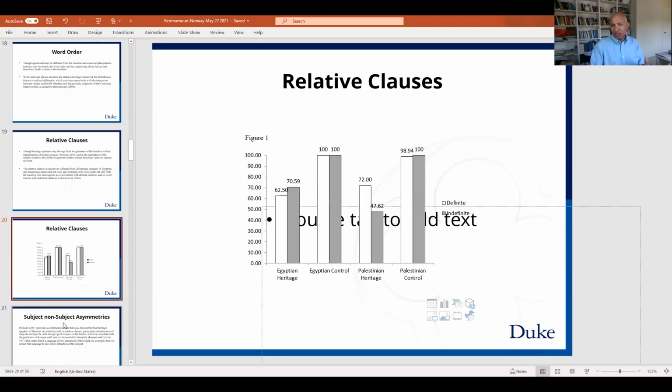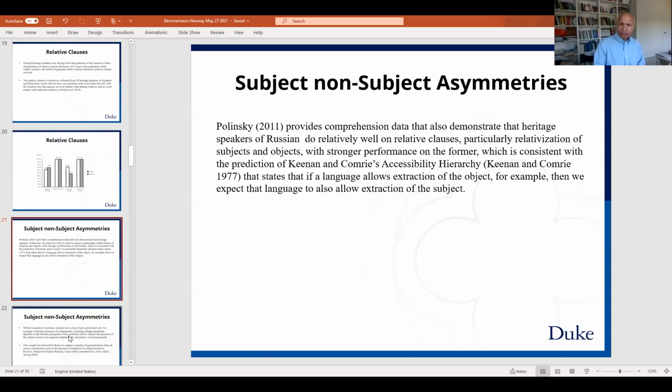And as you know, there are huge differences between individuals here, so these are really kind of gross generalizations. But we do find this difference in terms of agreement and definiteness on the relative clause. Another interesting thing, from the work of Polinsky, concerns comprehension data. She found that heritage speakers of Russian did well on relative clauses, particularly the relativization of subjects and objects. But there is stronger performance on relativization of subjects, which is interesting because it seems consistent with the accessibility hierarchy of Keenan and Comrie.